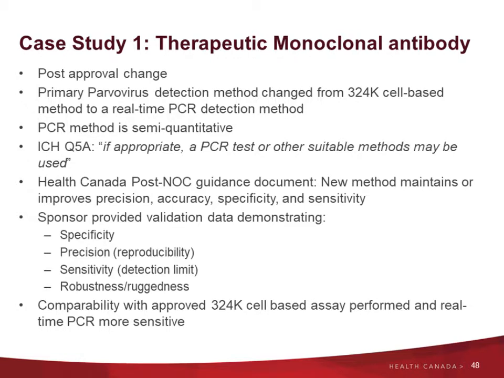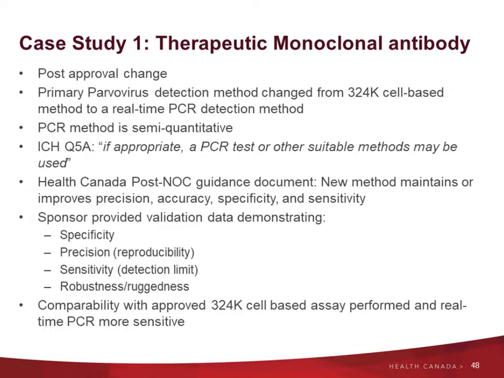So case study number one is a therapeutic monoclonal antibody, and it's a post-approval change. The change is that a primary parvovirus detection method, which is the 324K cell-based method, was changed to a real-time PCR detection method.